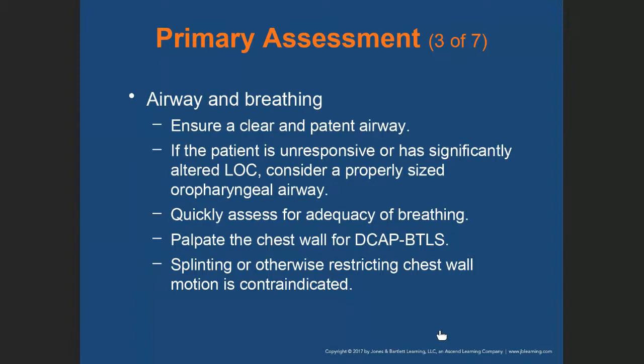Then assess and manage airway and breathing complications if present. So ensure a clear and patent airway. If the patient is unresponsive or has significantly altered LOC, then you need to consider the use of an airway adjunct. We will not consider the use of an airway adjunct until we have confirmed all three indicators. So there are three indicators for the OPA, three indicators for the NPA. Until you have confirmed that, you shouldn't be using an airway adjunct.